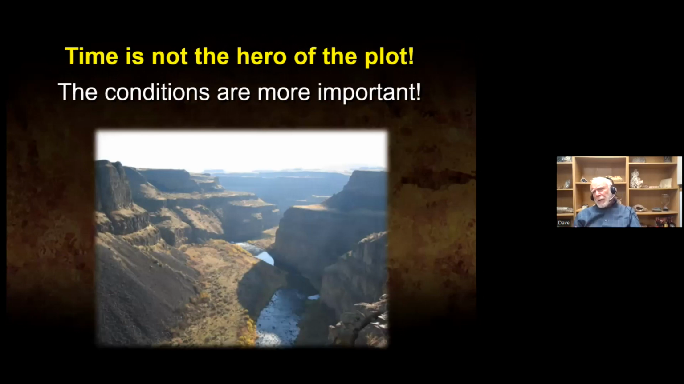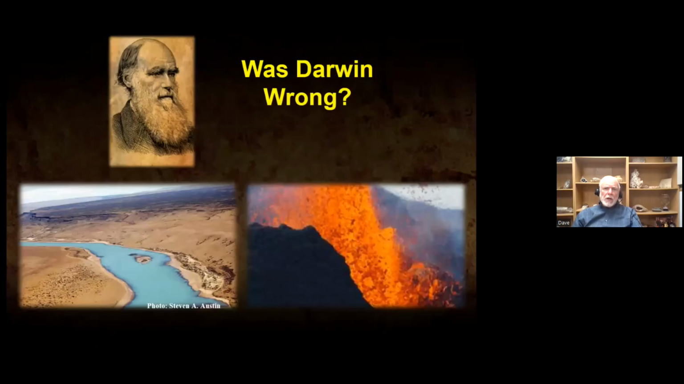Okay, so the point here is the time, the millions of years, is not the hero of the plot. It's the conditions. Then looking at it in two lenses, a lot of water in a very short period of time, one way to look at it, or millions of years with a little bit of water. And I think the lot of water fits the evidence a whole lot better than the other model.